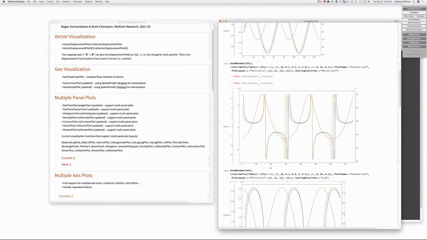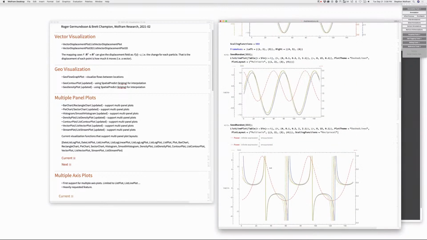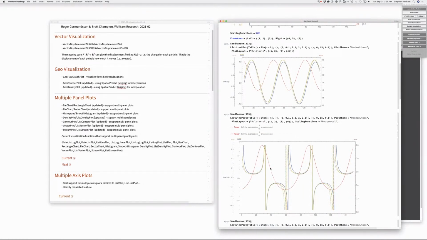Exactly. Okay. Actually, maybe in the same vein, the interaction with other options. Has it already been resolved how plot range works with this?